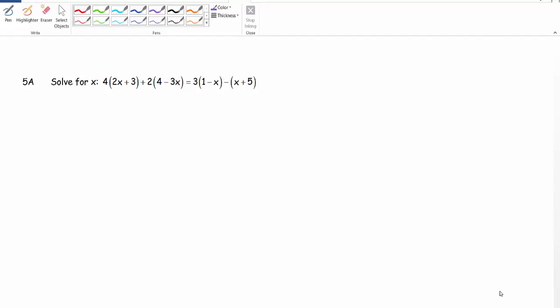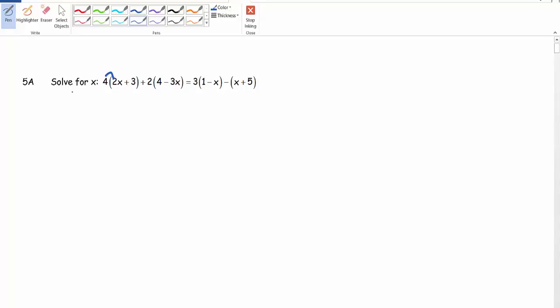Here we are at problem 5a from our target 4. We're asked to go ahead and solve for x in this case. And right away we notice that we have a bunch of what looks to be parentheses where we can go ahead and distribute. Unfortunately, we can't combine anything in between them. So as a result, we're going to go ahead and just distribute right away.